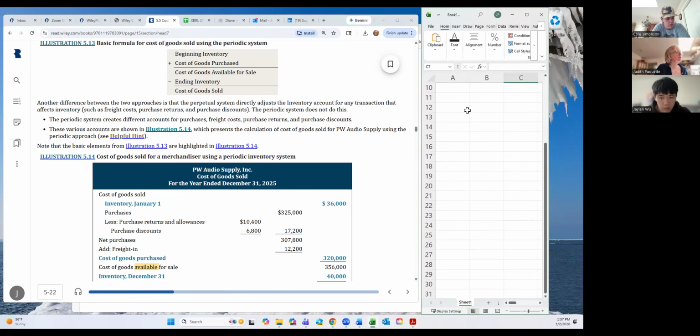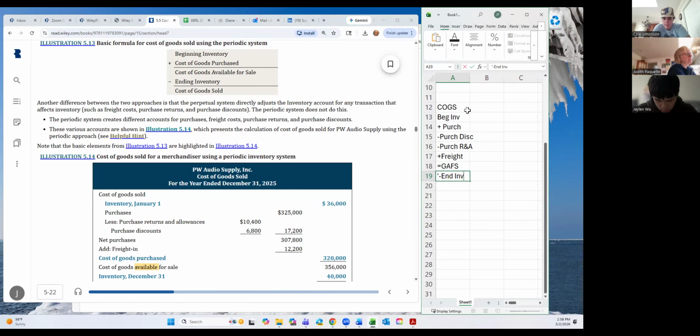Okay. So cost of goods sold. I would want you to show beginning inventory plus purchases minus purchase discount, then minus ending inventory equals. I don't need any subtotals in there. That's what you want.